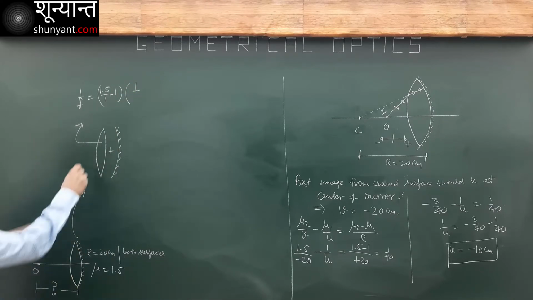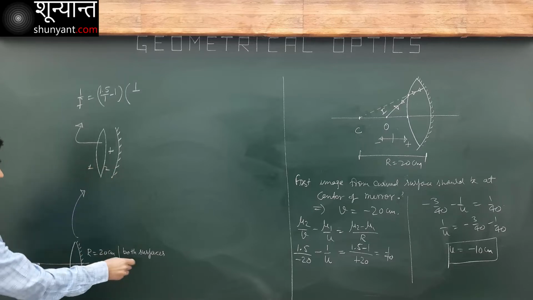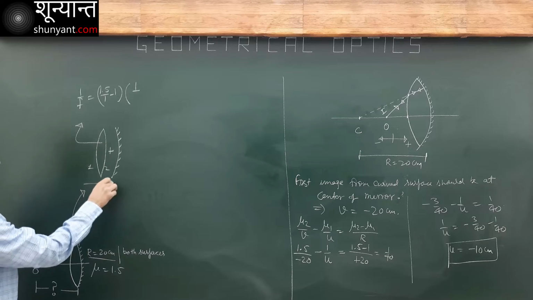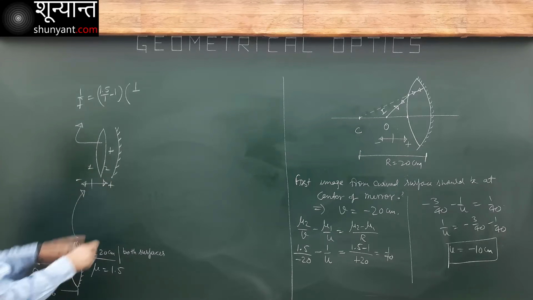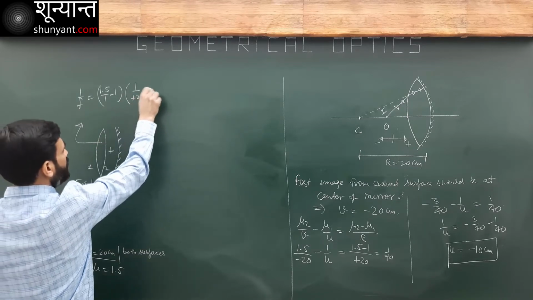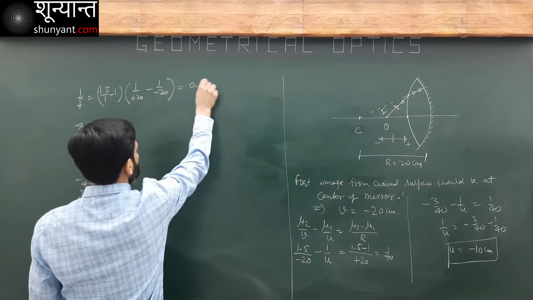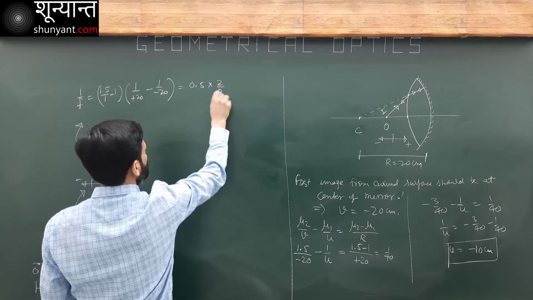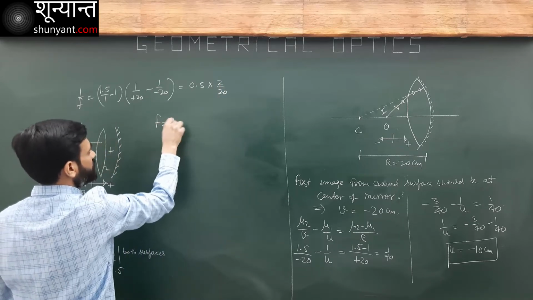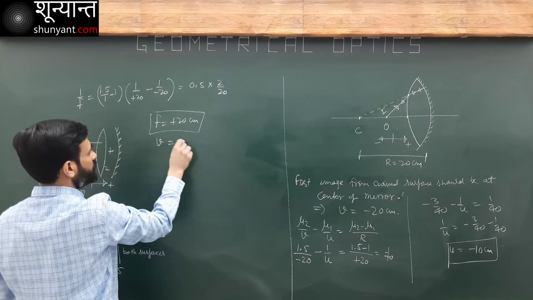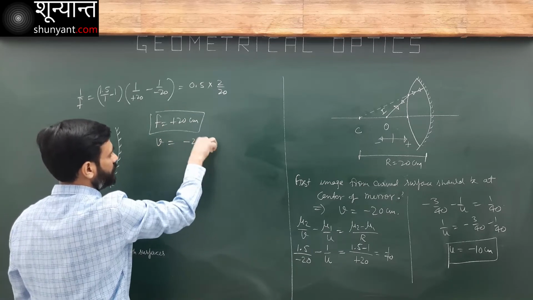Okay. First surface, second surface, both are 20 centimeter. For the first surface, this will be my sign convention, positive and negative. It is plus 20, minus 1 over minus 20. Okay, this is 0.5 times, this becomes 2 over 20. Focal length becomes plus 20 centimeter. V is equal to minus 20 centimeter.